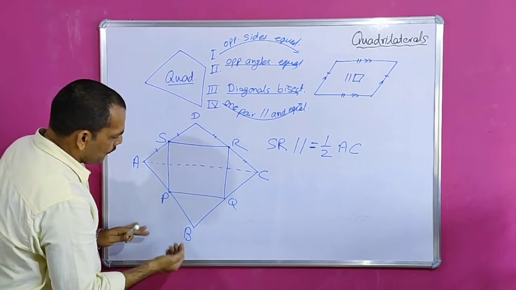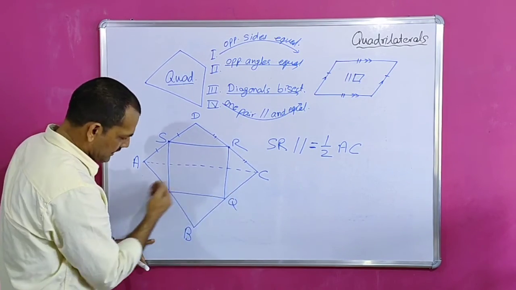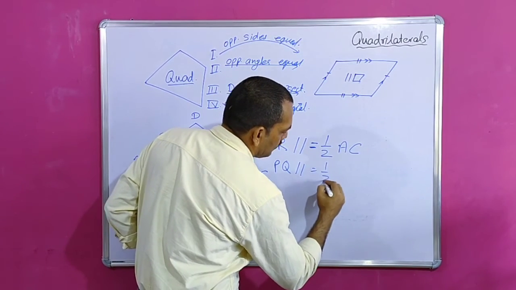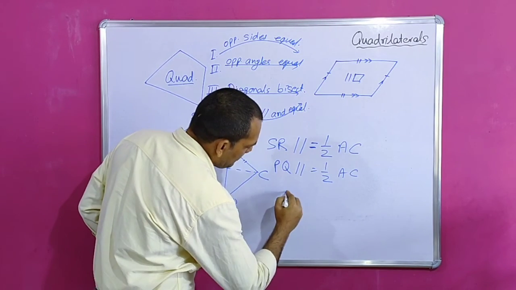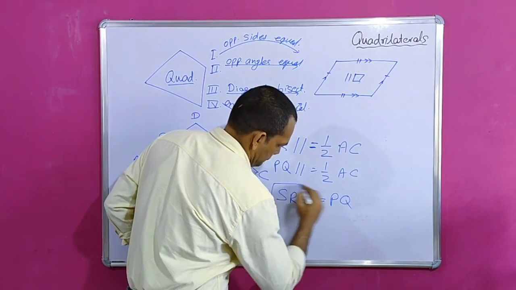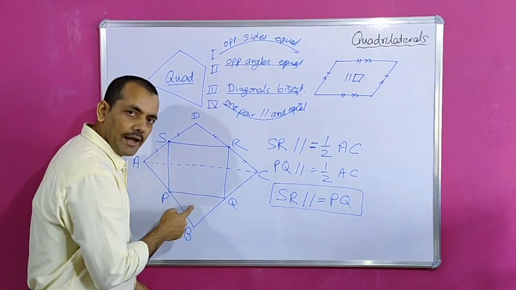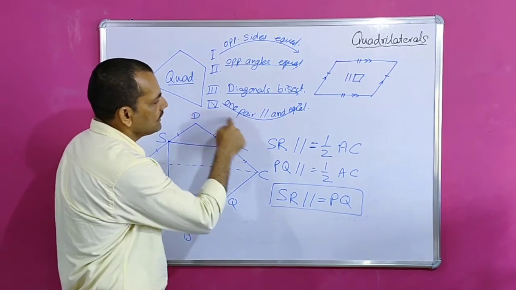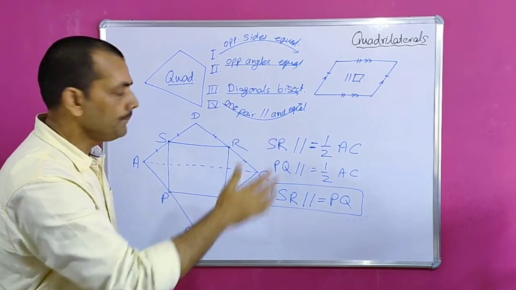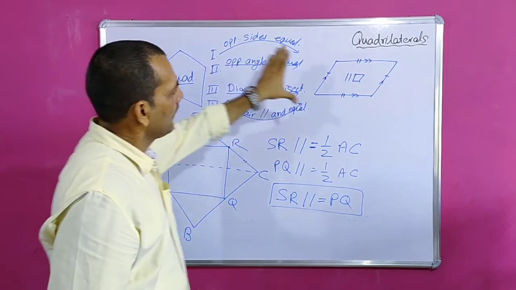Using the same, we can prove PQ is half of and parallel to AC. So PQ is parallel to and equal to half of AC. It simply means SR is parallel and equal to PQ. Now, the moment one pair of lines is parallel and equal, using the fourth property, the quadrilateral becomes a parallelogram. Clear? So this is the way a quadrilateral becomes a parallelogram.